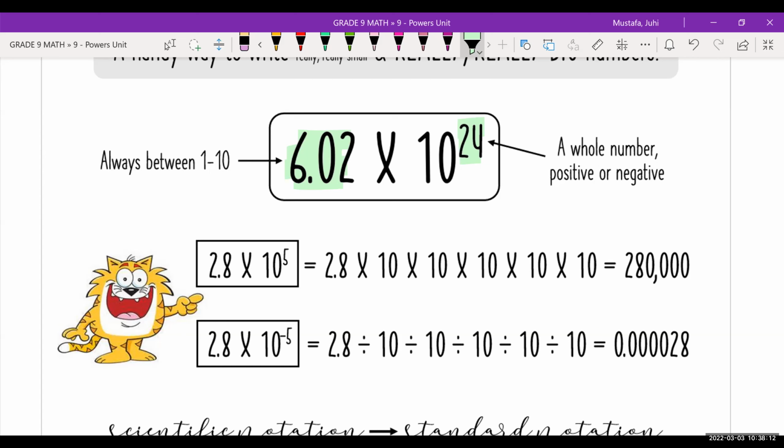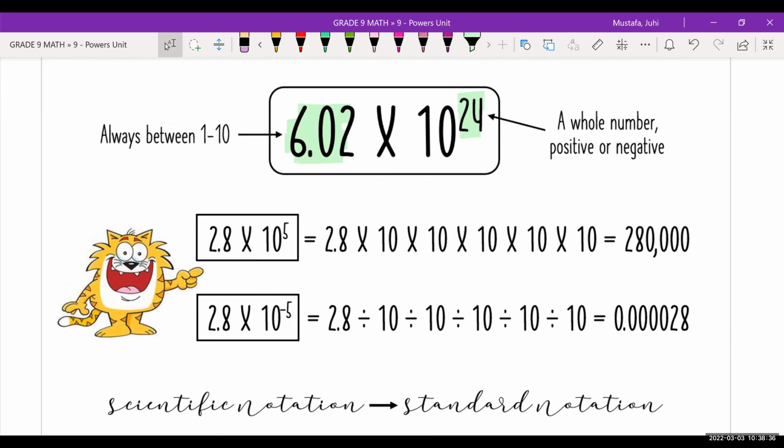The other example, if you are writing 2.8 times 10 to the power of negative 5, really 10 to the power of negative 5 is like saying 1 over 10 to the power of 5. So this time you're dividing by 10. So it's 2.8 divided by 10, divided by 10, divided by 10, divided by 10, and so on. And the answer you get is 0.000, I don't know how many zeros I just said, 28.